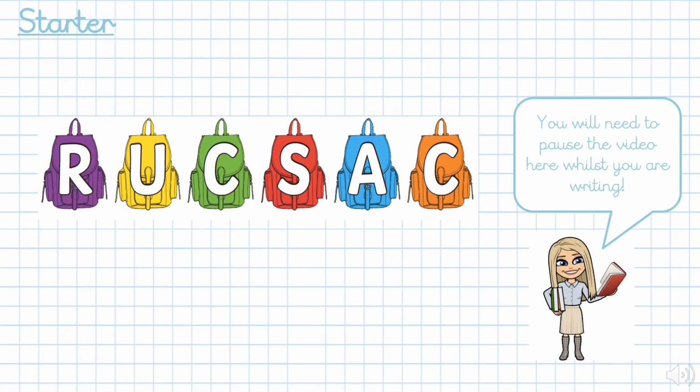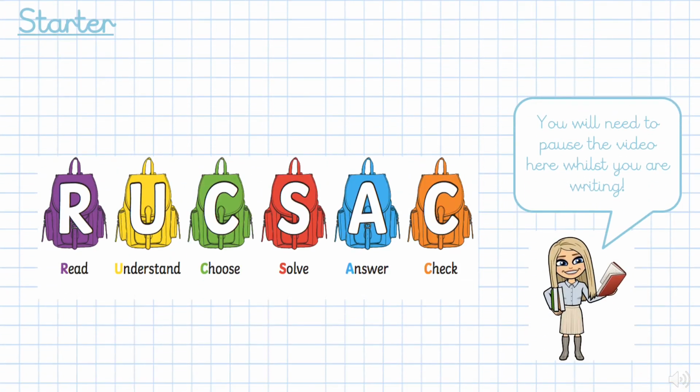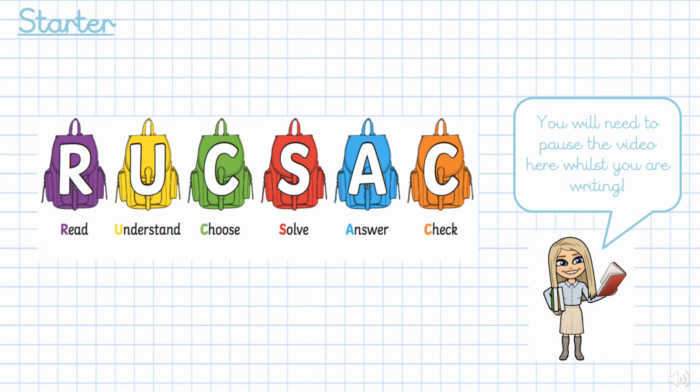The starter for today is to try and remember what RUCKSACK means. Have a go at writing this in your book. I'm now going to remind you what RUCKSACK means, so make sure you put your rucksacks on.